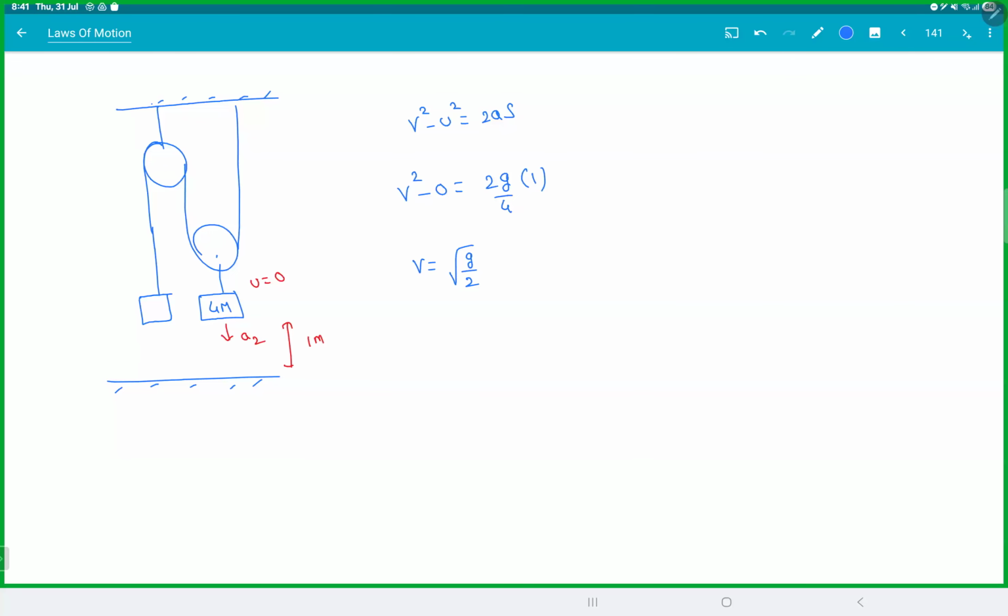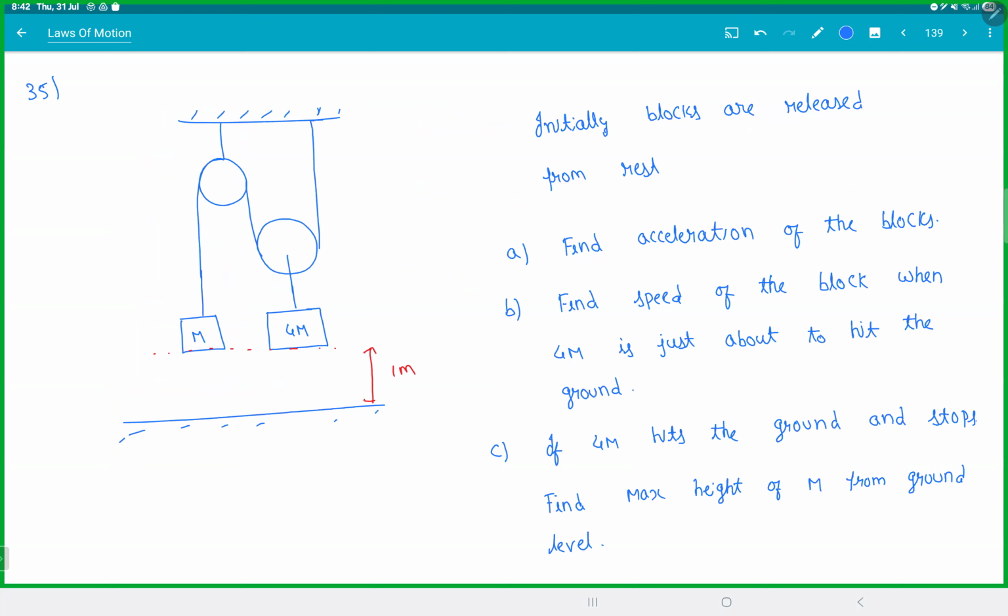Is that clear, everyone? Root 5 meters per second. This is the speed of the 4m block. And we know from constraints, velocity of the block m is 2 times velocity of the 4m block. Therefore, velocity of m will be 2 root 5 meters per second. So there's no need to solve for it separately. Once we get the accelerations, you can find the speeds. Now, what about Hmax? The third part of the question was to find the Hmax when the 4m hits the ground.